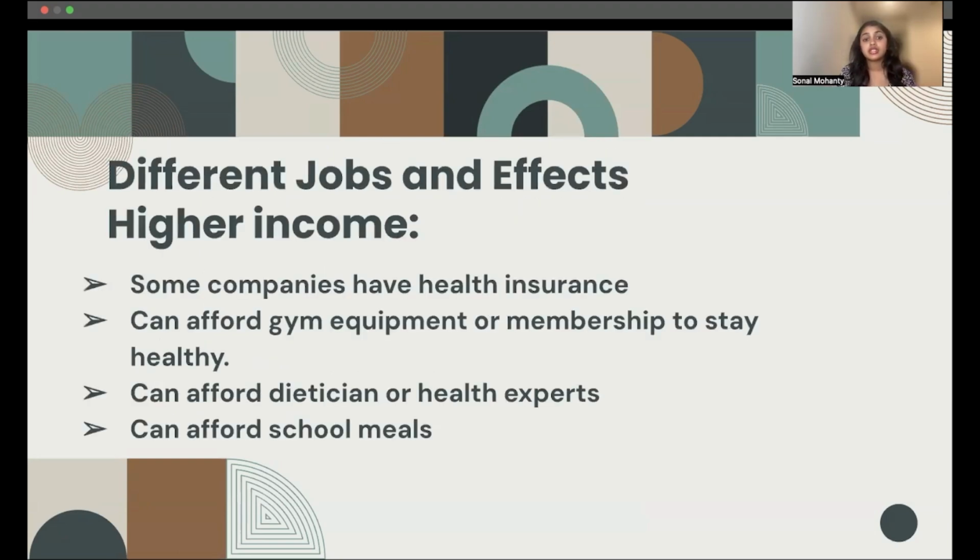Okay, so these are some different benefits that higher income families may have. Some companies, people are able to get health insurance through them, which reduces a certain amount that they might have to pay or certain commitments that they may have to make. So it saves them time and it may save them money. They can afford gym equipment or membership to stay healthy.